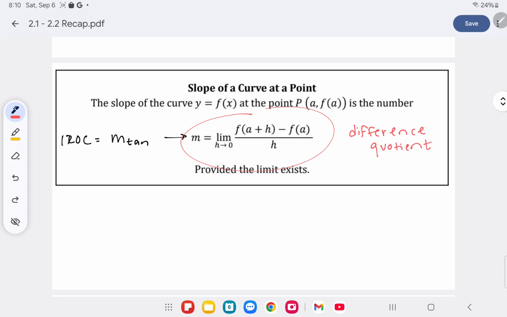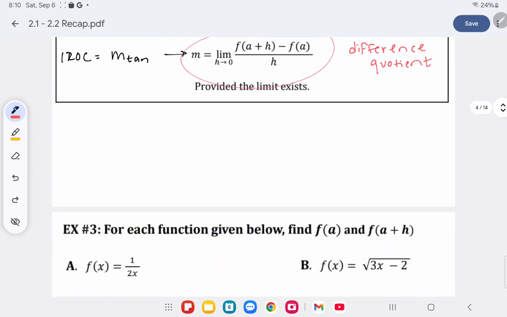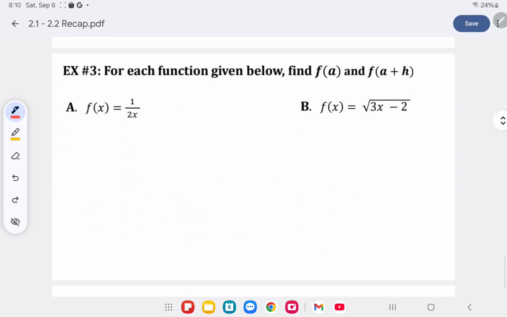All right, so before we practice using the difference quotient, let's practice finding f of a and f of a plus h, because those are two things we need in order to use the difference quotient. So anytime you see f of a, you're basically plugging a in wherever there's an x. Later, that letter A will become a number like f of 3, and we'll plug in 3 for x. But for right now, we're just going to leave it A.